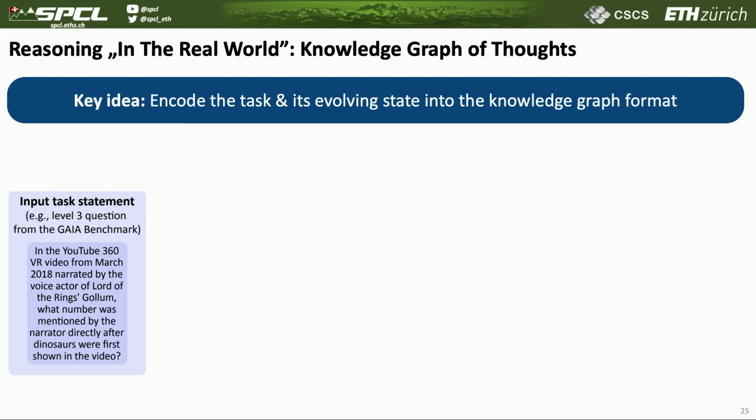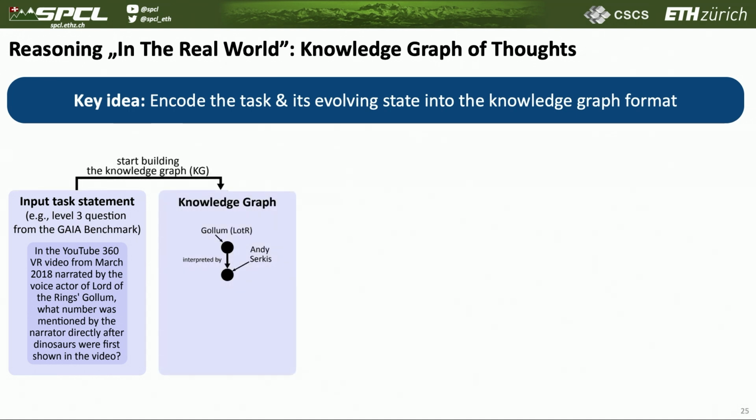So what we would be doing now in our Knowledge Graph of Thoughts is as follows. In the first step, we would be taking the statement itself and transforming it to the graph format. In that case, we can, for example, build a simple graph that contains the Gollum node and the Andy Serkis node, with the edge interpreted by. This is like the first bootstrap step.